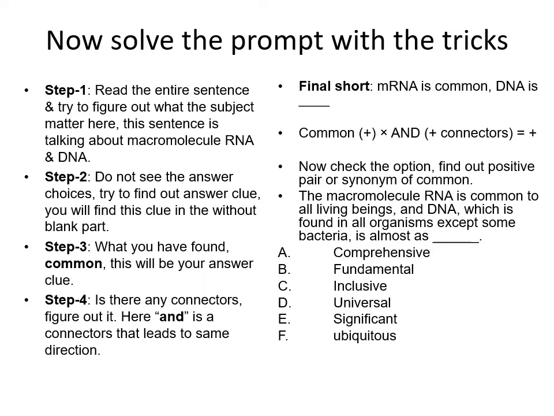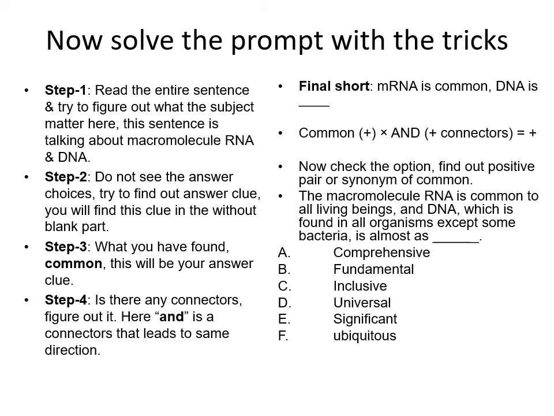Step 4. Are there any connectors? Figure it out. Here, and is a connector that leads in the same direction. Final short: RNA is common, DNA is dash. So the math will be common positive multiply and positive connectors equals positive. Now check the options. Find out positive pair or synonym of common.